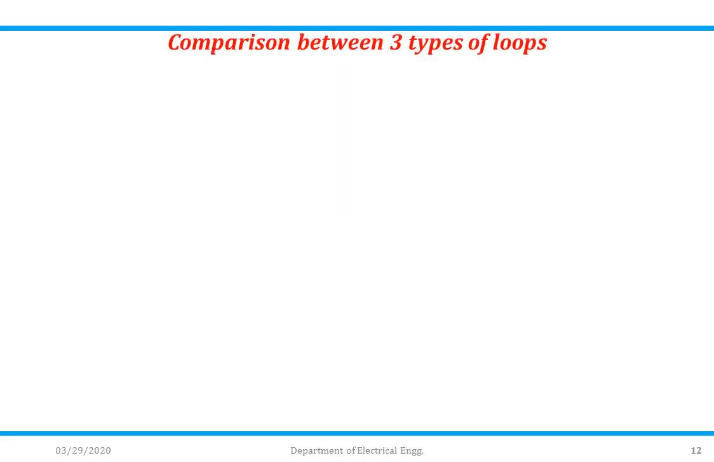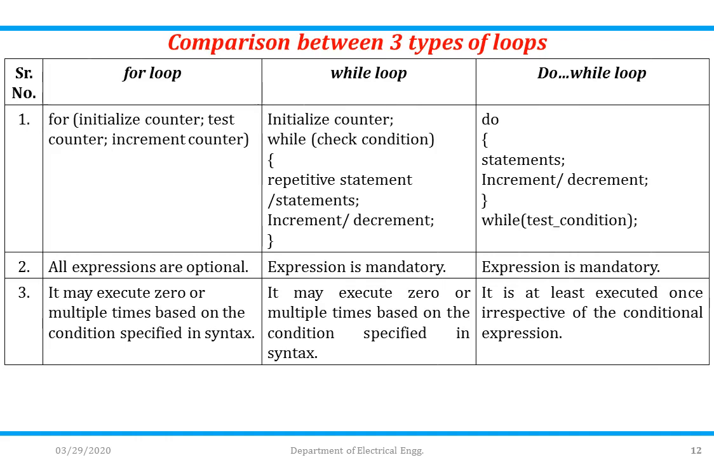Now let's discuss comparison between the three types of loops. So the first comparison point is syntax. I have written the syntax of all these three loops. Second point is that all expressions are optional in the for loop, so you can exclude any one of them, that is initializing the counter, testing the counter, or increment or decrement. But in these two types of loops, the expression is mandatory.